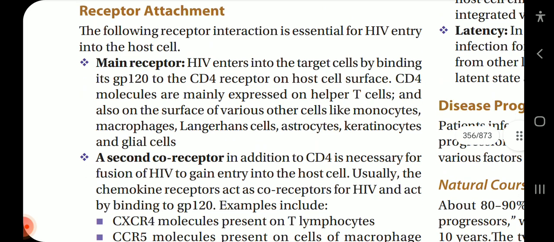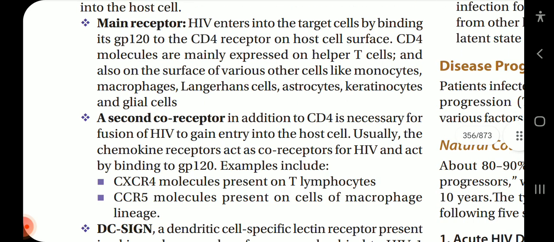Receptor attachment. The following receptor interaction is essential for HIV entry into the host cell. Main receptor: HIV enters the target cell by binding its GP120 to the CD4 receptor on the host cell surface. CD4 molecules are mainly expressed on helper T cells and also on the surface of various other cells like monocytes, macrophages, Langerhans cells, astrocytes, keratinocytes, and glial cells.